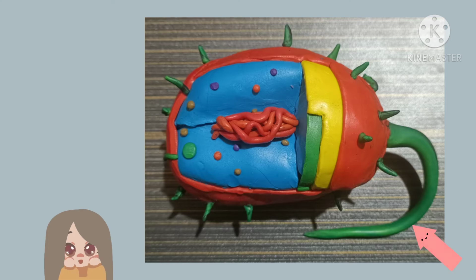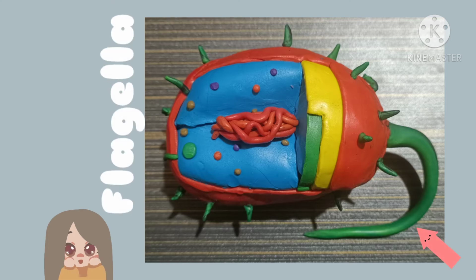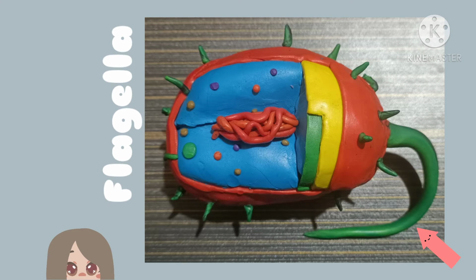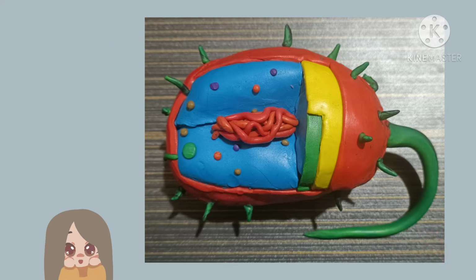The tail-like structure is called the flagella, singular for flagellum. The flagella is made up of a class of linear proteins called flagellins. The basal body traverses the cell wall and cytoplasmic membrane to anchor the flagellum and enables it to whirl about its axis like a propeller. Its function is that the flagella gives the bacteria the ability to move.